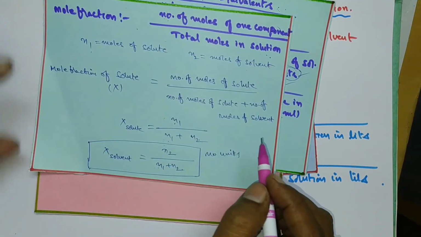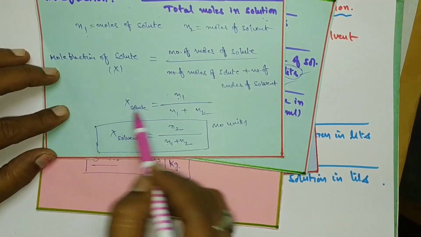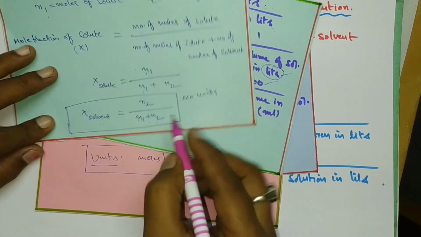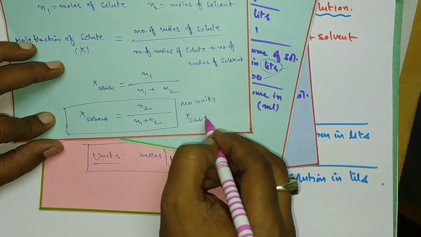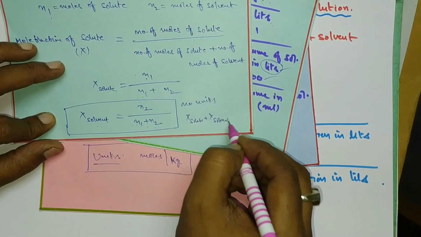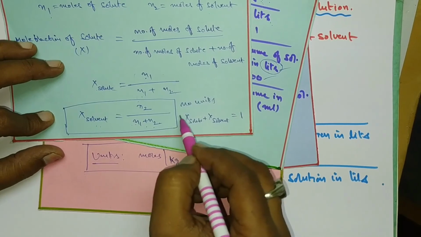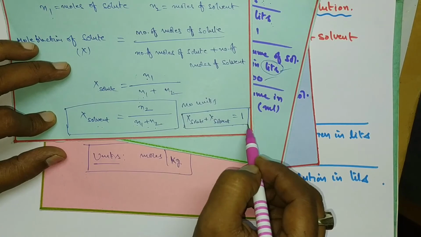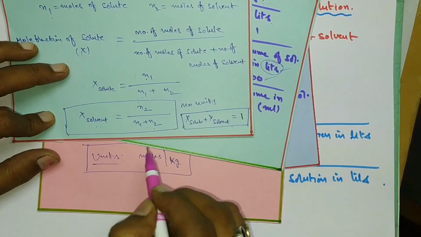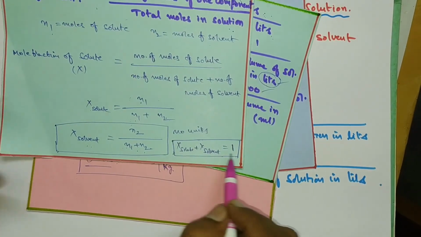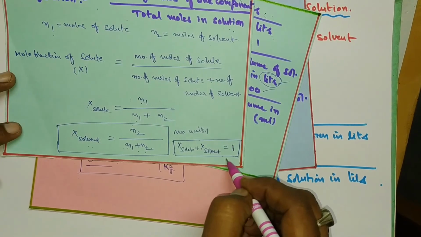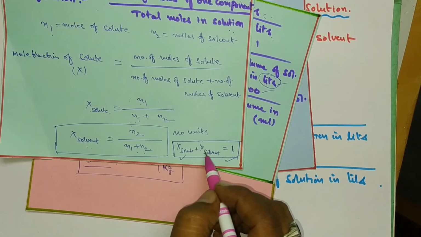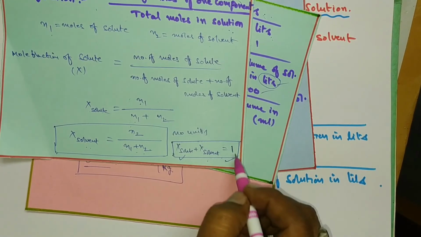Here the mole fraction of solute is this one and the mole fraction of solvent is this one. If we add these two, mole fraction of solute plus mole fraction of solvent, we get the resultant value 1. That means the sum of the mole fractions of all components in a solution is always equal to unity. So if you know the mole fraction of solute, we can easily calculate the mole fraction of solvent by subtracting from 1.